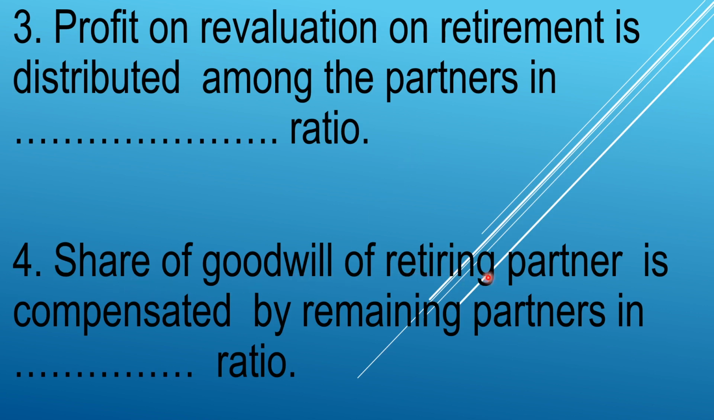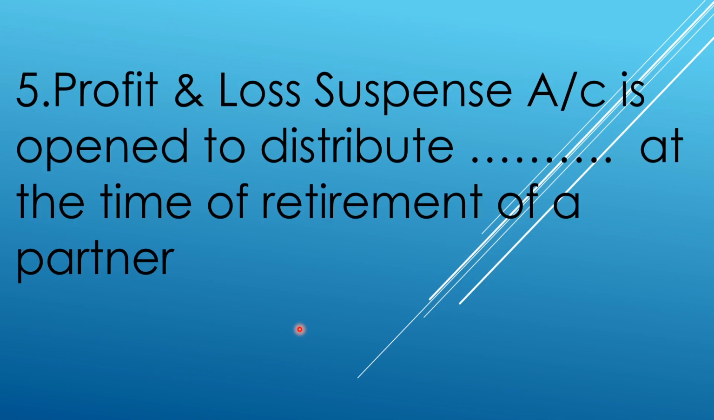Share of goodwill of retiring partner is compensated by the remaining partners in dash ratio. This is also related to the same type of ratio: old ratio, new ratio, gaining ratio, sacrificing ratio. Any of these will be here. So here also, in each and every problem, at least one treatment we have shown related to goodwill, and so many problems are solved. Therefore, I hope each and every learner can answer this question. Now the last question from this fill in the blanks topic, question number 5.